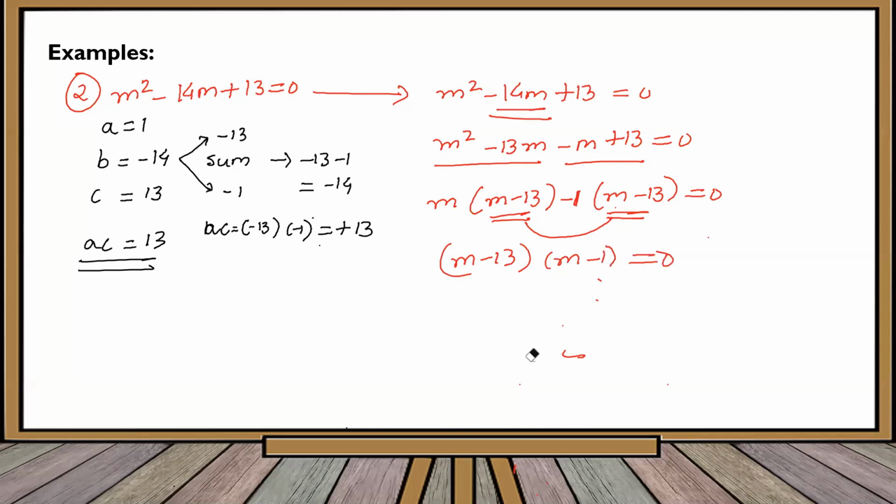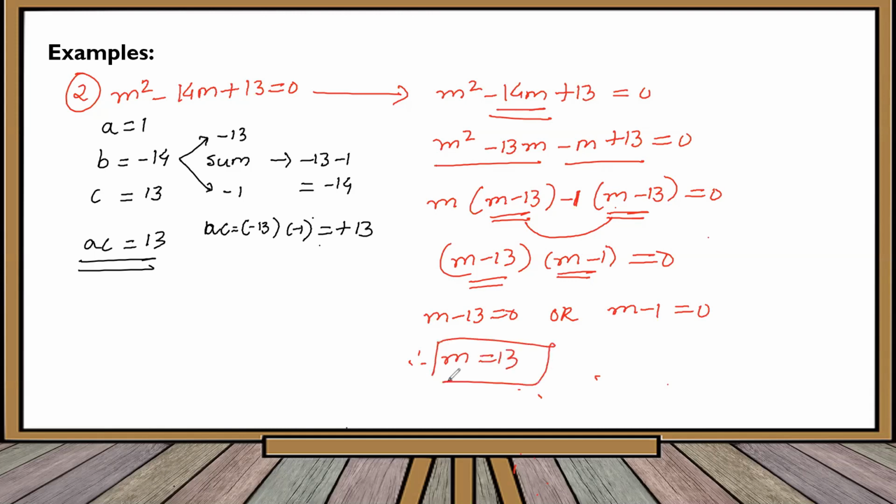Okay, so now we will take this same term outside: m minus 13 and m minus 1 is equal to 0. So as we did in the previous one, we know if the product is 0, either this term is going to be 0 or this term is going to be 0. So let's see, m minus 13 equal to 0 or m minus 1 equal to 0. Therefore, m is equal to 13 or m is equal to 1. So 13 and 1 are the solutions of the given quadratic equation, right?